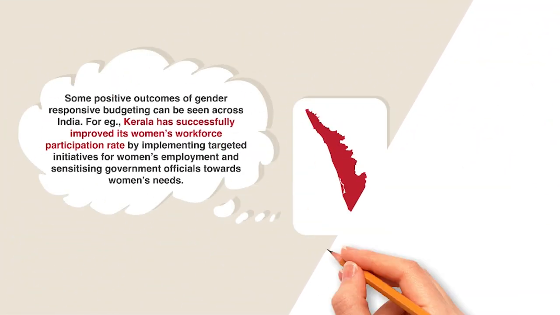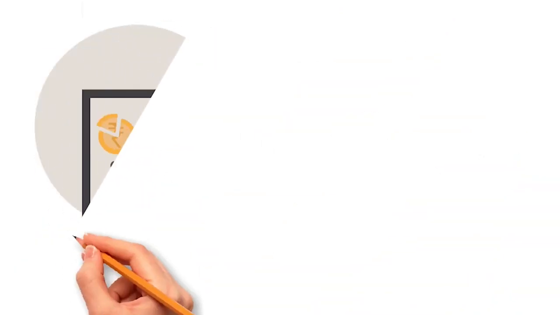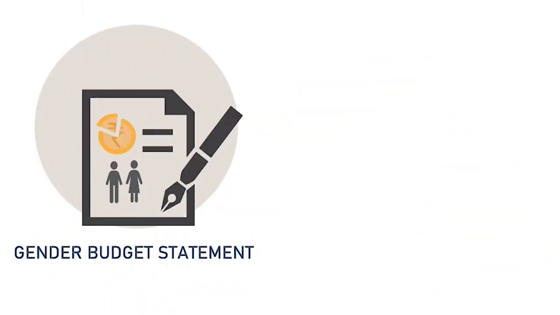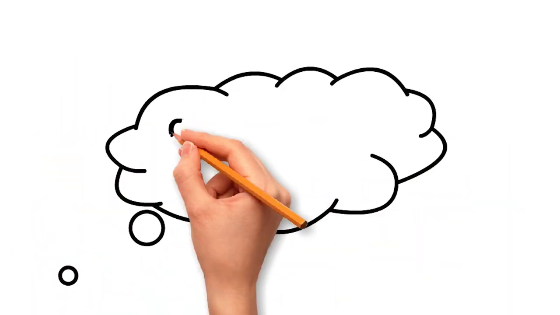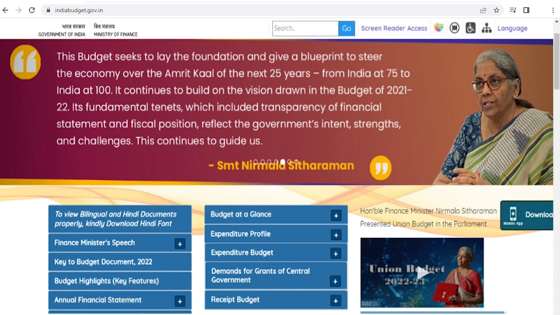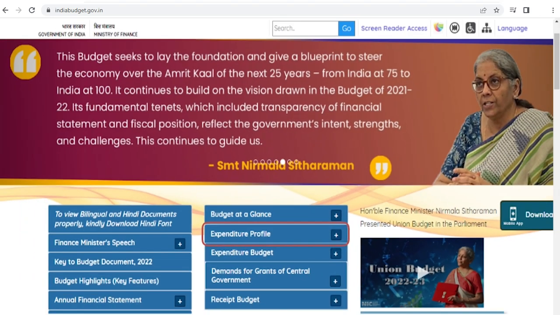Some positive outcomes of gender-responsive budgeting can be seen across India. For example, Kerala has successfully improved its women's workforce participation rate by implementing targeted initiatives for women's employment and sensitizing government officials towards women's needs. The Gender Budget Statement, GBS, is one of the common tools used to implement GRB. You must be wondering what the Gender Budget Statement is and what it contains. In India, the GBS is published every year with the Union Budget. It can be found under Statement 13 of a document called the Expenditure Profile. It has two parts, A and B.